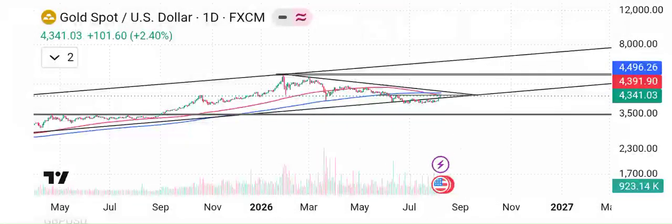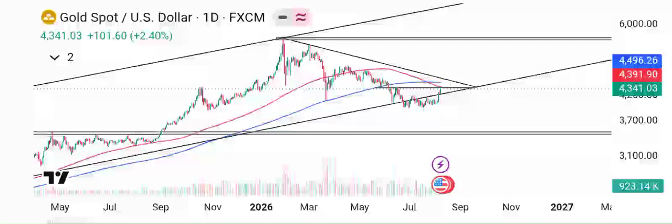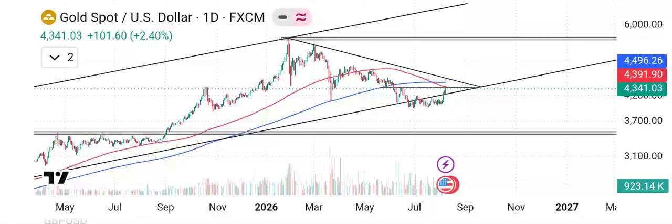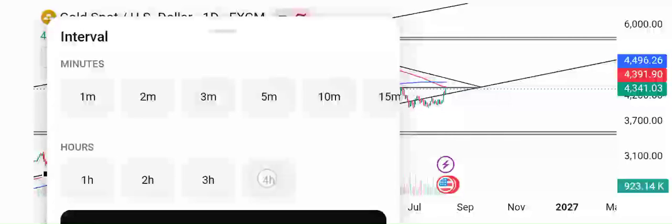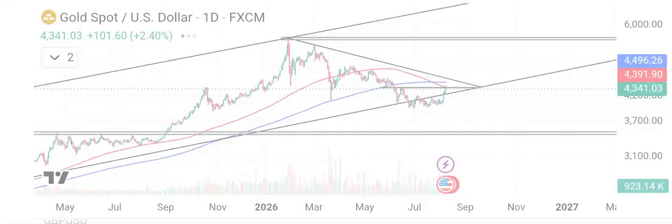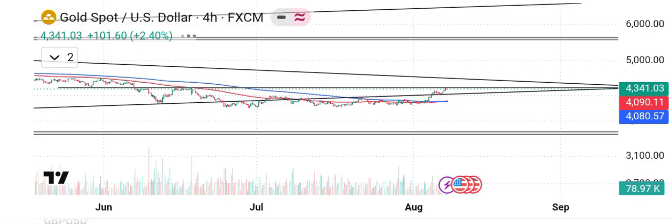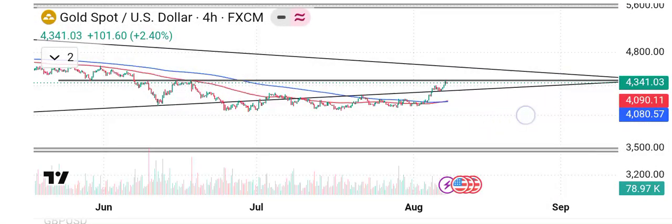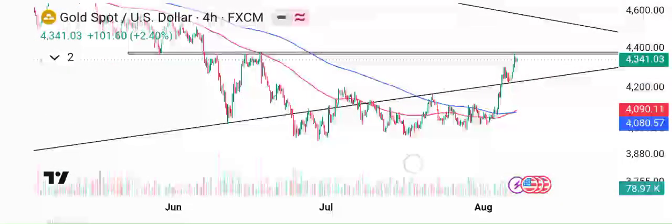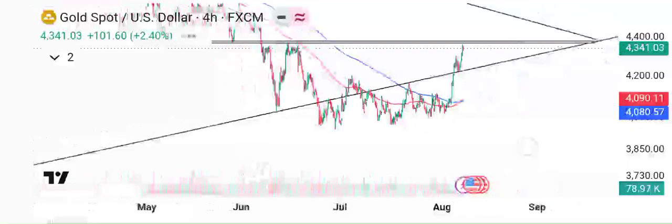So I will go down to the 4-hour chart. This is where the market is playing now. So in the 4-hour chart here now, also in the 4-hour chart, you can see that the price is just playing this area now. This area is where the price is playing.